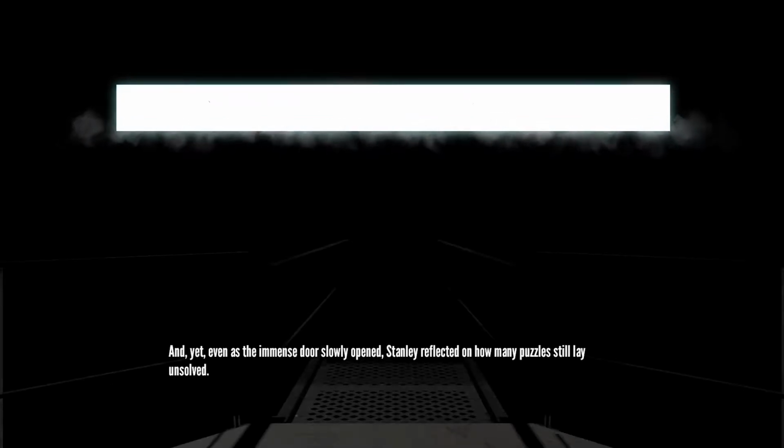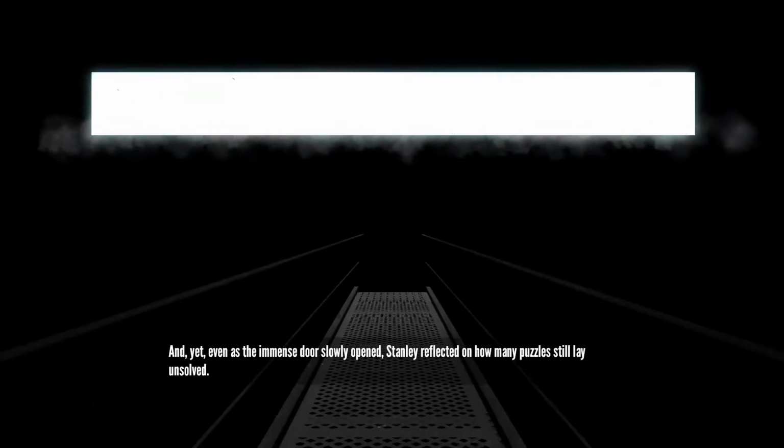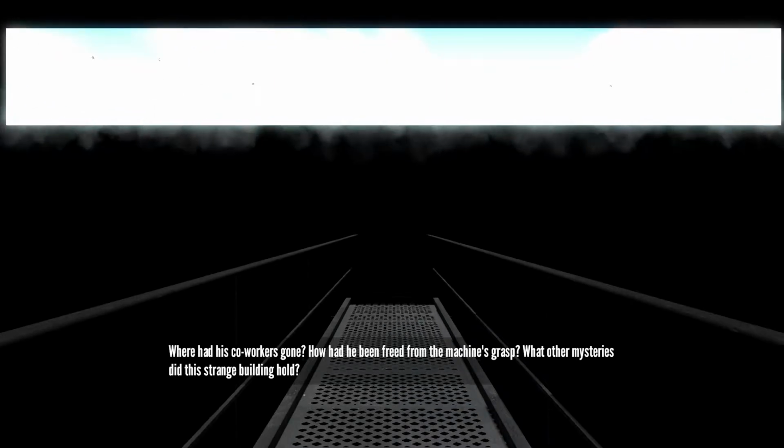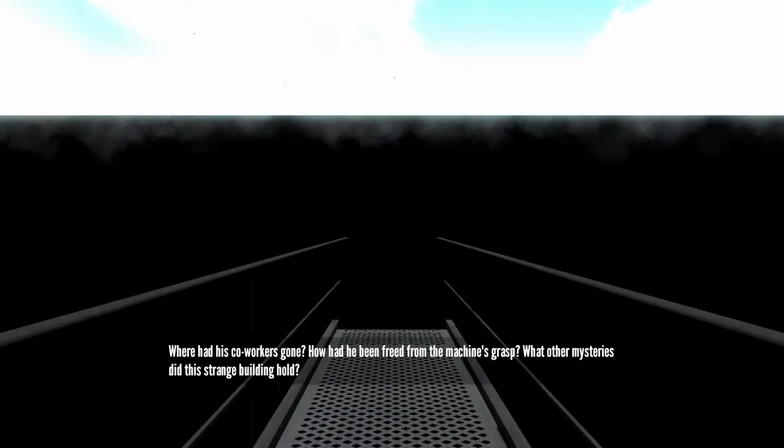Yes. He had won. He had defeated the machine, unshackled himself from someone else's command. Freedom was mere moments away. And yet, even as the immense door slowly opened, Stanley reflected on how many puzzles still lay unsolved. Where had his co-workers gone? How had he been freed from the machine's grasp? What other mysteries did this strange building hold?